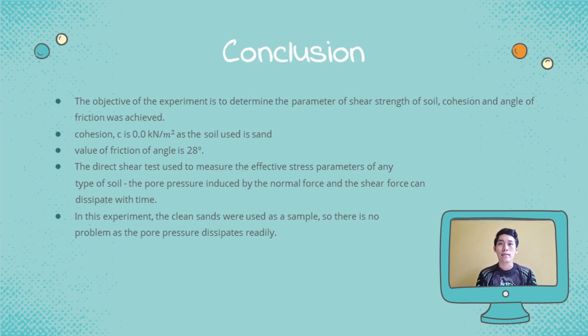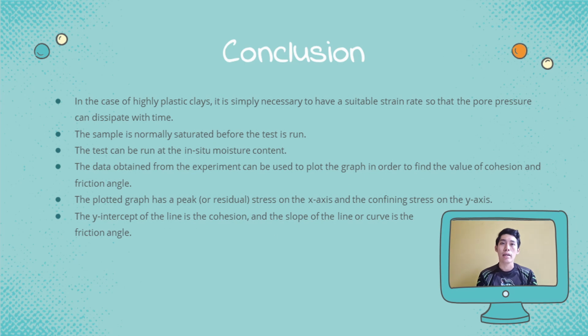The direct shear test can be used to measure the effective stress parameters of any type of soil, as long as the pore pressure induced by the normal force and the shear force can dissipate with time. For the experiment, we use clean sand as a sample, so there is no problem as the pore pressure dissipates readily. However, in the case of highly plastic clays, it is merely necessary to have a suitable strain rate so that the pore pressure can dissipate with time.